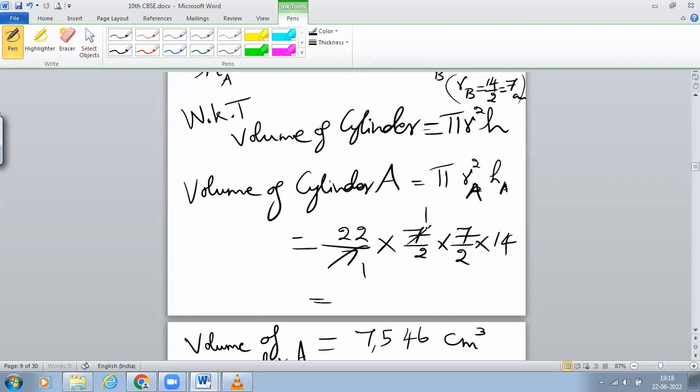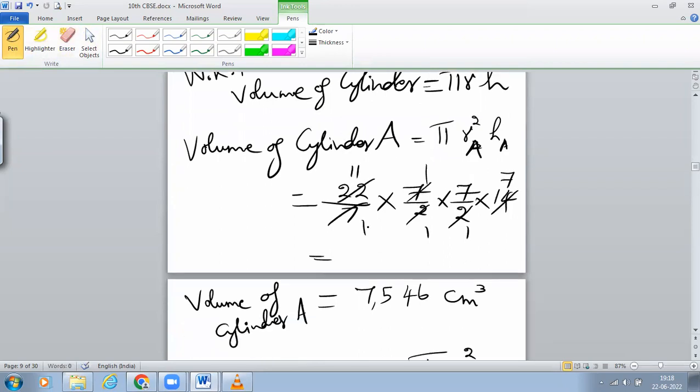7 ones are 7, 7 ones are 7. Now 2 ones are 2, 2 sevens are 14. Now 2 ones are 2, 2 11s are 22. Now all the denominators are 1. Now 11 into 1 into 7 into 7, so that is 11 into 49, because 7 into 7 is 49. So what is 11 into 49?